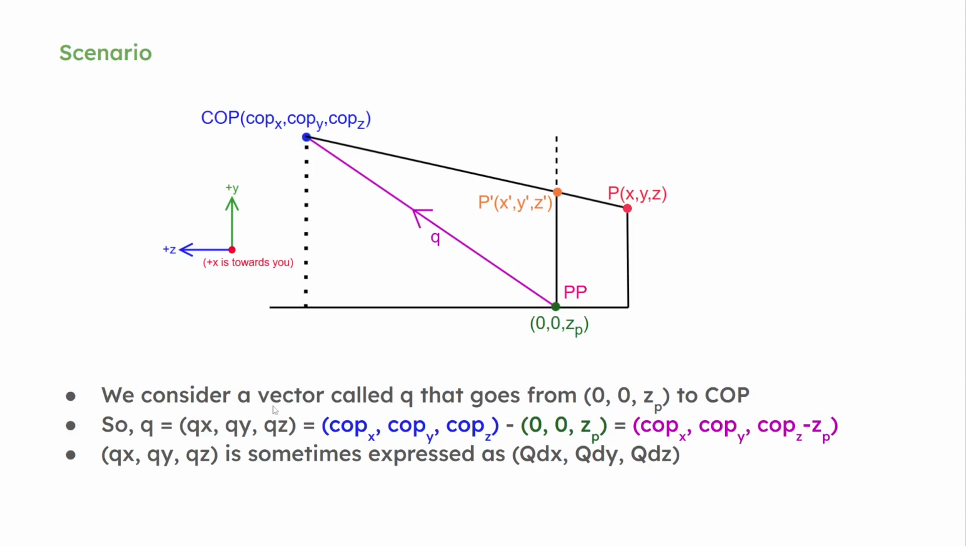So in order to calculate Q, we need to subtract (0, 0, ZP) from our COP. It will give us this expression: COPx, COPy, and our Z component will be COPz minus ZP. This vector is called Q, which component-wise is expressed as Qx, Qy, and Qz. It's also sometimes written as QDX, QDY, and QDZ, where D stands for difference, since we are calculating the difference of these 2 points. But we will maintain the expression Qx, Qy, and Qz for brevity, since it makes our expressions look smaller.